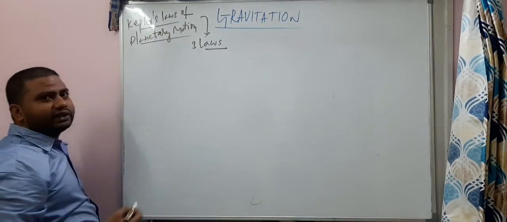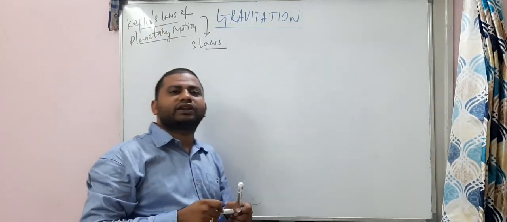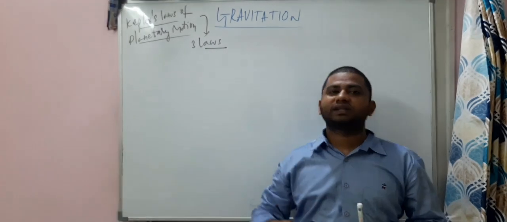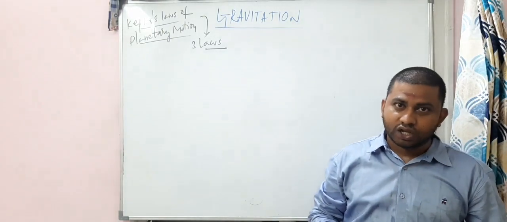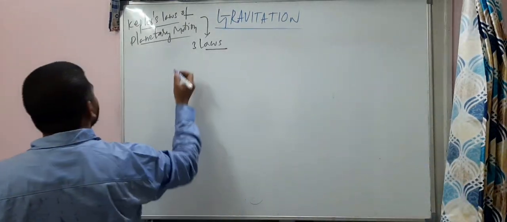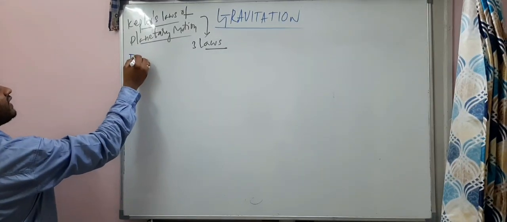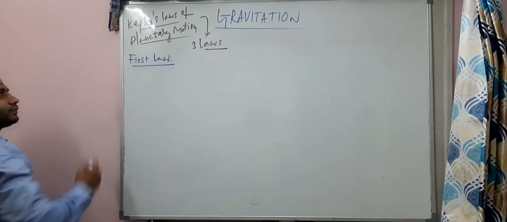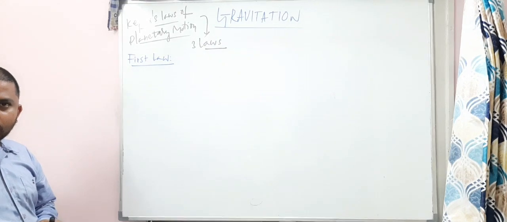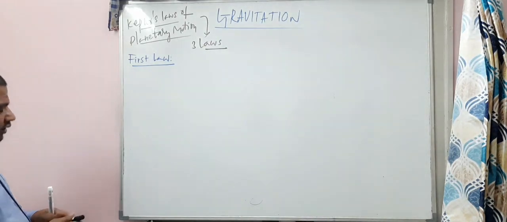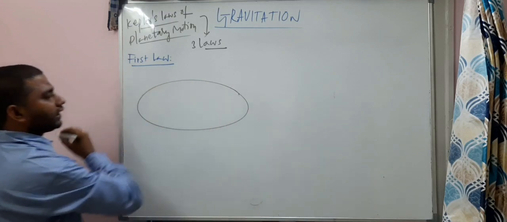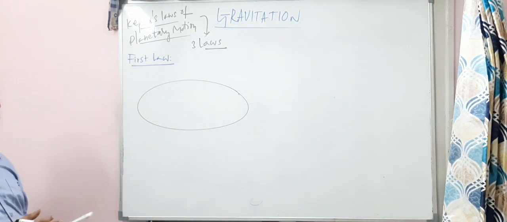Kepler's laws of planetary motion describe how the planets revolve around the sun. So let's discuss the first law. Look at the situation. This is the ellipse. You must observe carefully. This is the ellipse.